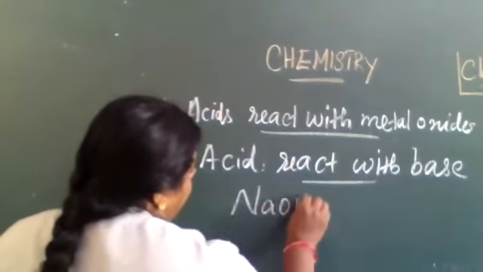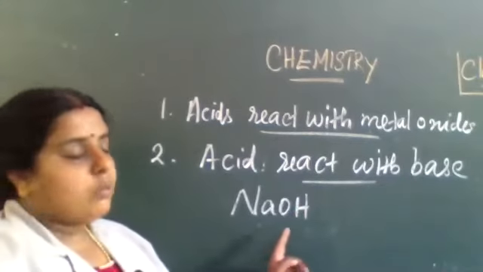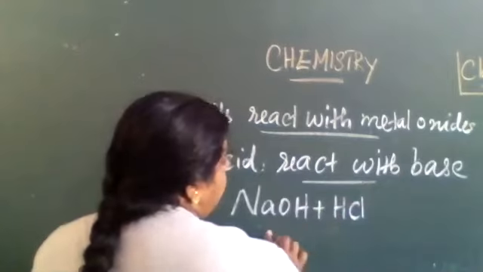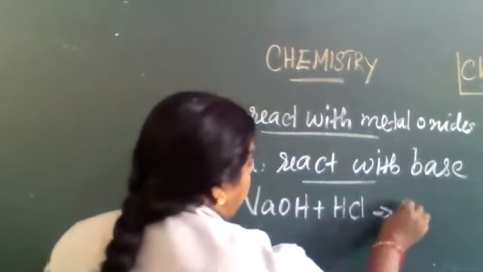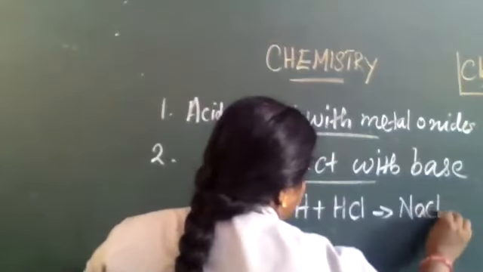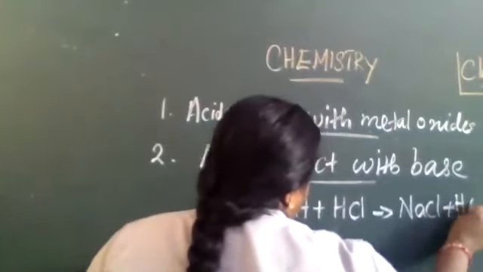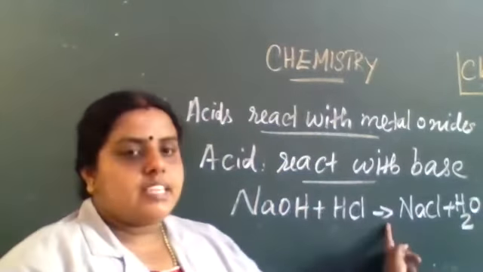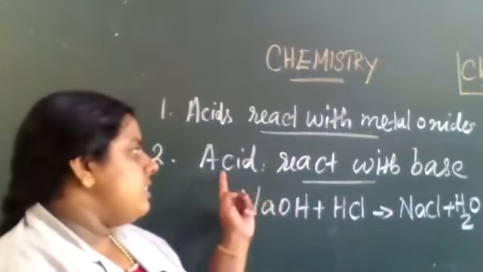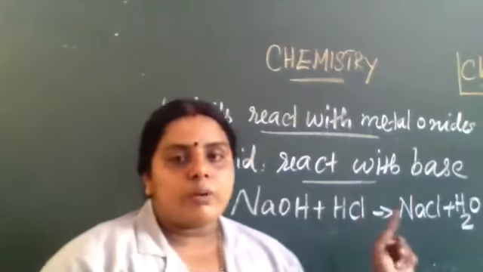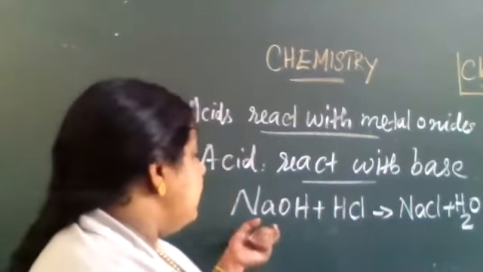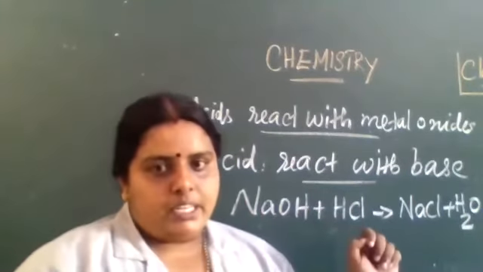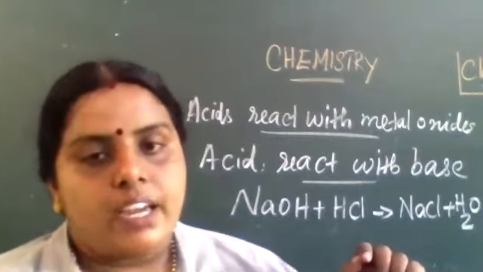NaOH, that is sodium hydroxide, reacts with HCl. Base plus acid form salt, NaCl plus H2O. NaOH plus HCl gives NaCl plus H2O. Acid reacts with the base to form salt and water. When acid reacts with the base, the acid loses its properties.